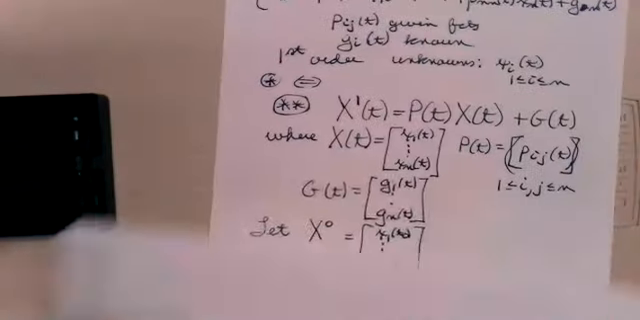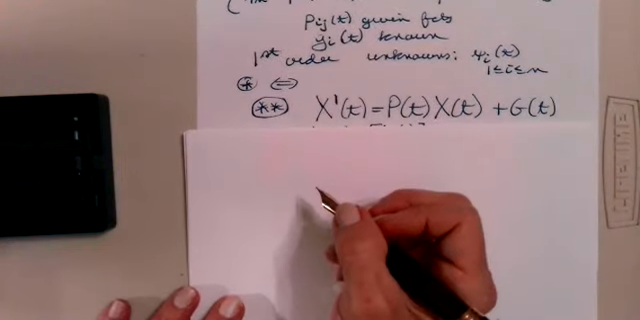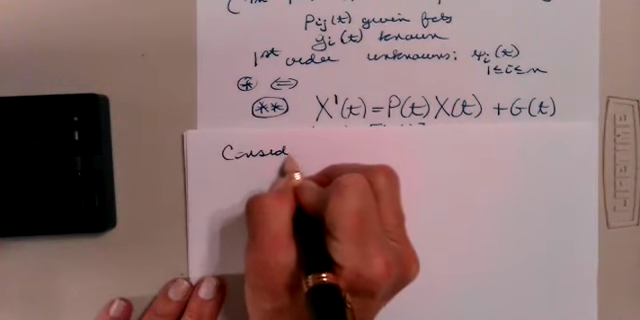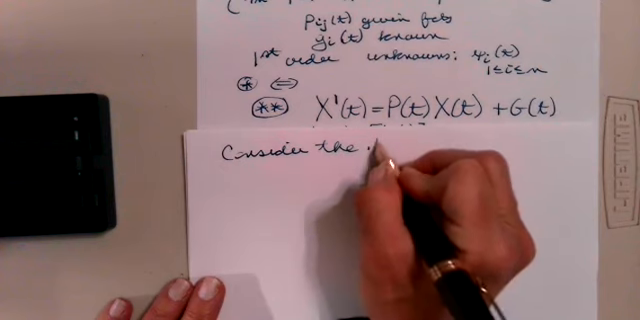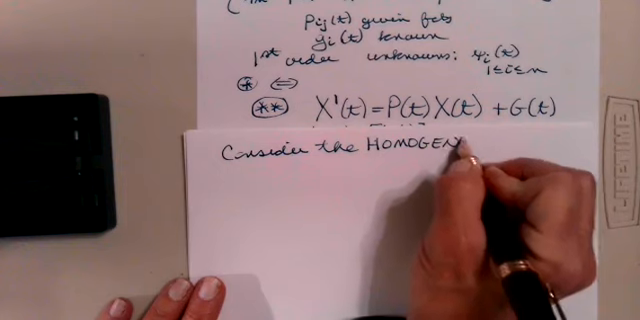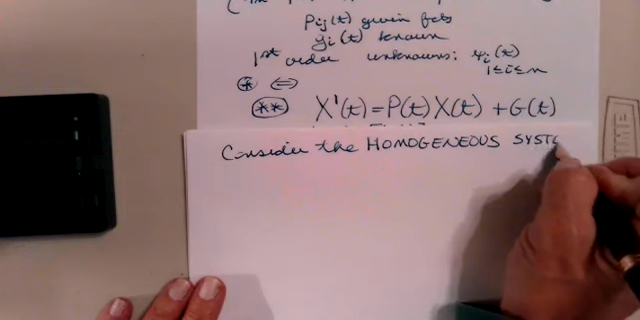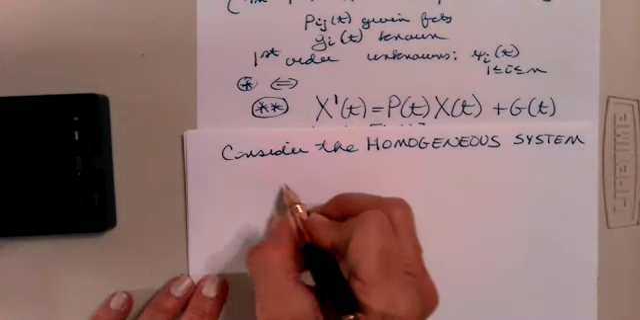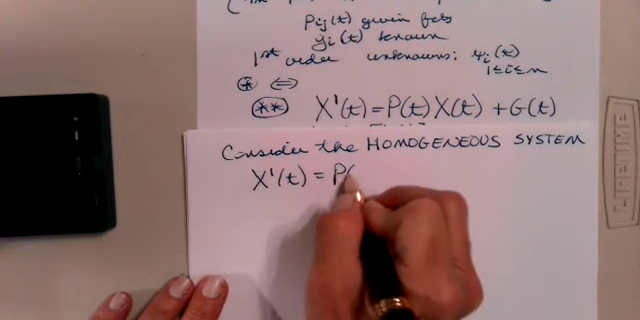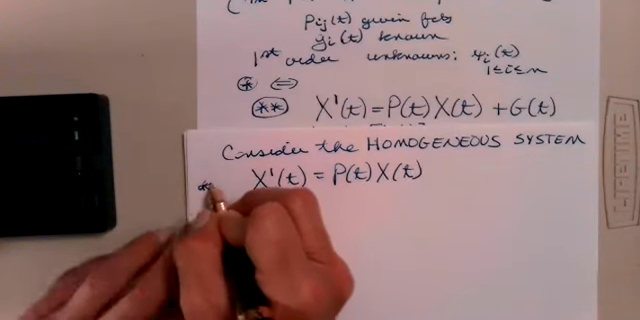Now, before we do that, let's note something very basic about an equation like this. Let's consider the homogeneous system: capital X prime of t is P of t times X of t. Let's call this triple asterisk.